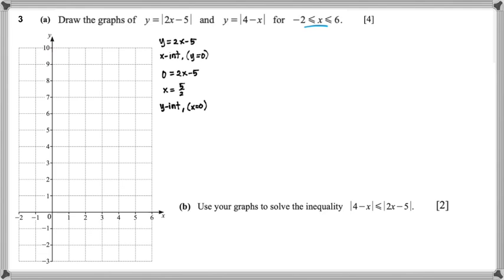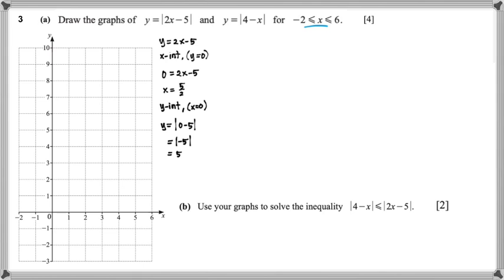Now for the y-intercept, we let x equal 0. So y is equal to the modulus of 0 minus 5, because 2x minus 5 is equal to the modulus of 5, which is equal to 5. Alright, so those are the intercepts for that equation.